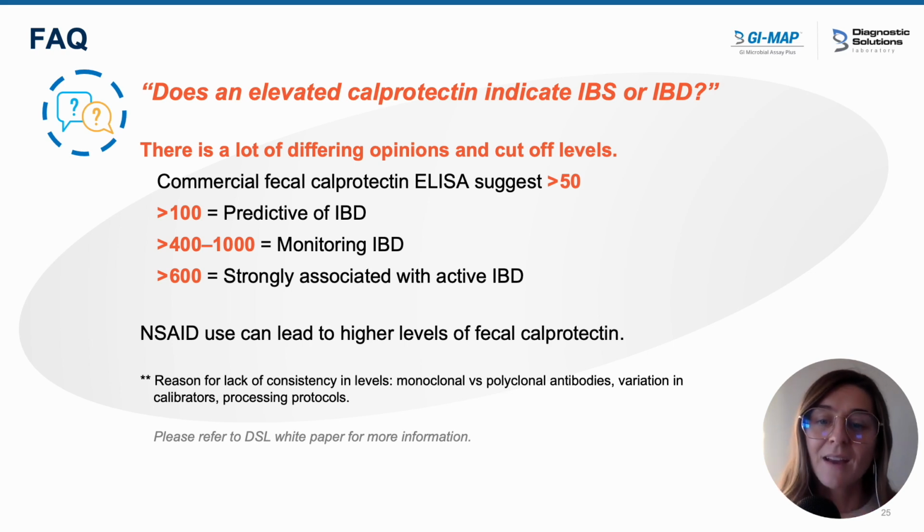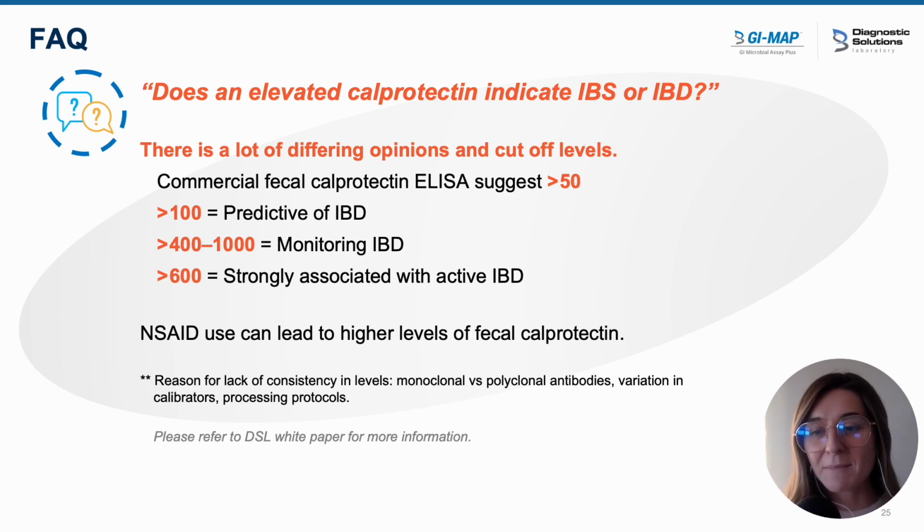For me, my cutoff is around 120. When I start seeing a calprotectin level above 120, my mind starts leaning more towards inflammatory bowel disease. Below that threshold, I'm thinking more along the lines of irritable bowel syndrome, underlying dysbiosis, and could this individual be taking something that could be skewing the level, right? So NSAID use can actually lead to elevation of a calprotectin level. But for me, my cutoff is around 120.